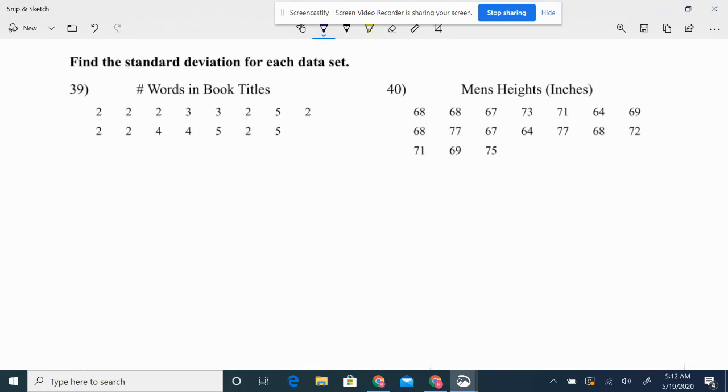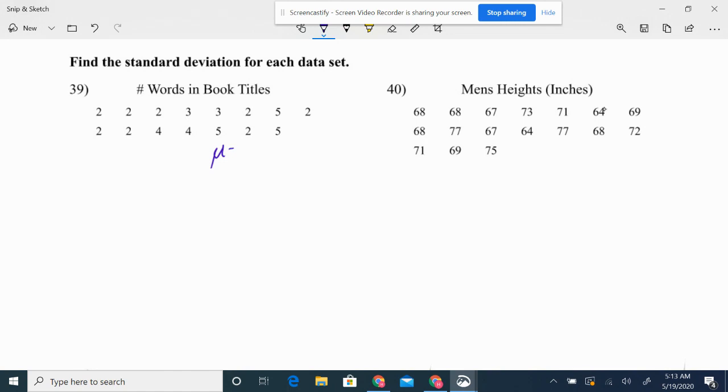Let's see, my numbers are 2 plus 2 plus 2 plus 3 plus 3 plus 2 plus 5 plus 2 plus 2 plus 2 plus 4 plus 4 plus 5 plus 2 plus 5. All right, there's 15 numbers I just added. And I just added them all, and it's 45. Now my average, because I'm going to go 45 divided by 15, because there's 15 of them, my average is 3.